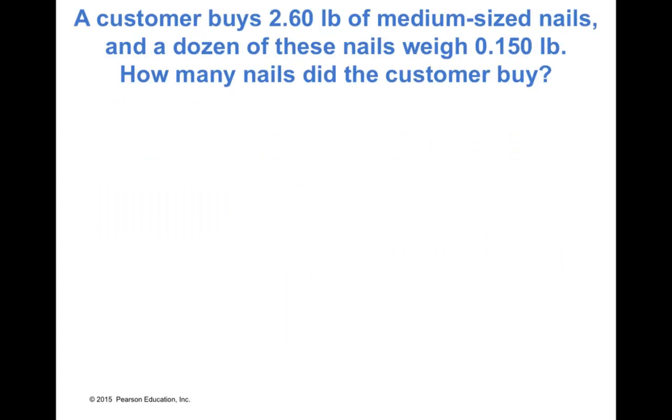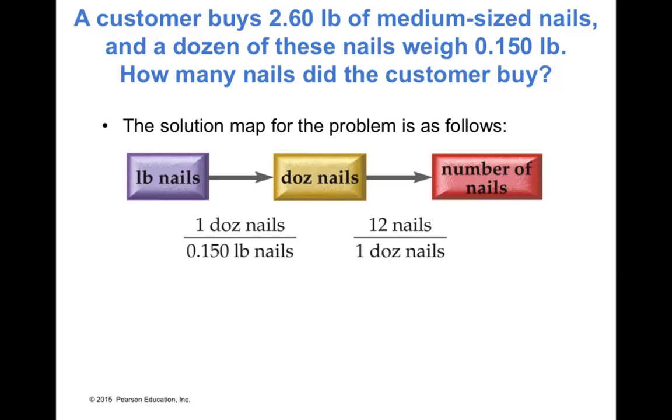A customer buys 2.6 pounds of medium-sized nails, and a dozen of these nails weigh 0.150 pounds. How many nails did the customer buy? So to try to answer this kind of question, we need to create what we call a solution map. This is going to give us a big picture of how we can go from one point to another, from A to B. Okay, for example, here, this is the map.